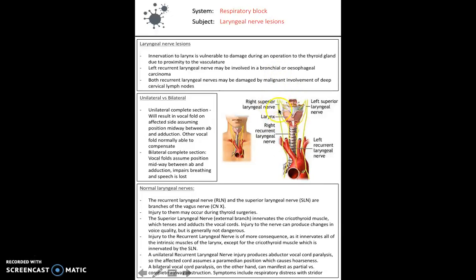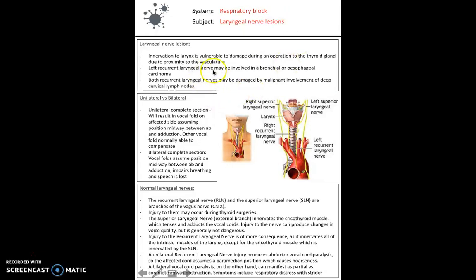On the other hand, the superior laryngeal nerve, the internal branch of it provides sensory innervation to the supraglottis, so the upper part of the glottis, and the external branch provides motor innervation to the cricothyroid muscle. So the cricothyroid doesn't get its innervation from the recurrent laryngeal, it gets it from the superior laryngeal, the external branch of that instead.